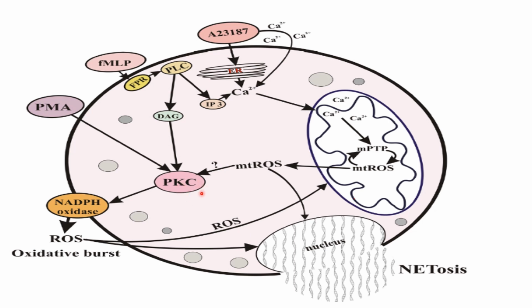protein kinase C to activate NADPH oxidase, and this oxidative burst will lead to degranulation of neutrophil granules, which will go to the nucleus, and then we get chromatin decondensation and formation of pores in the nucleus and in the cytoplasmic membrane to form the extracellular nets and complete the process of netosis.